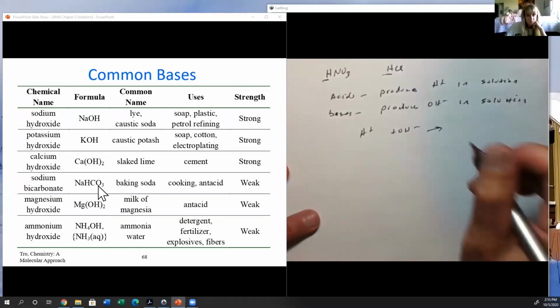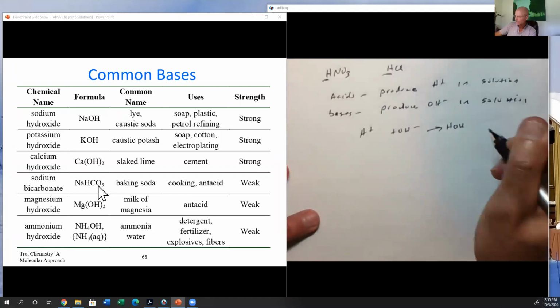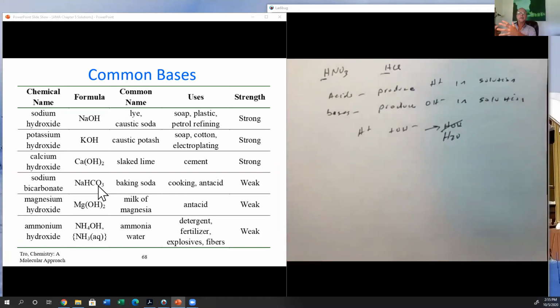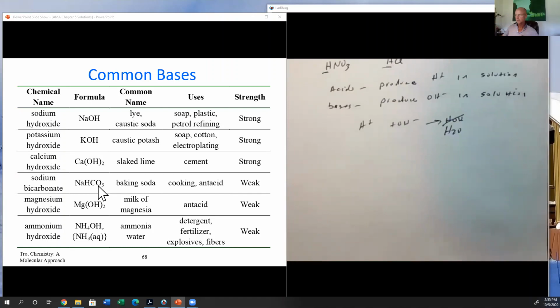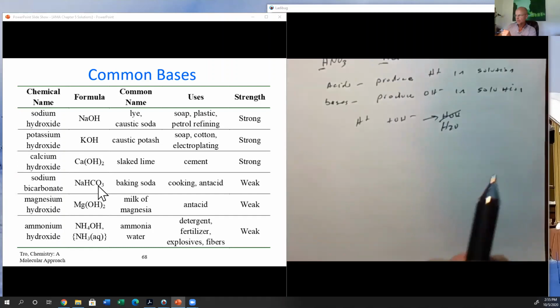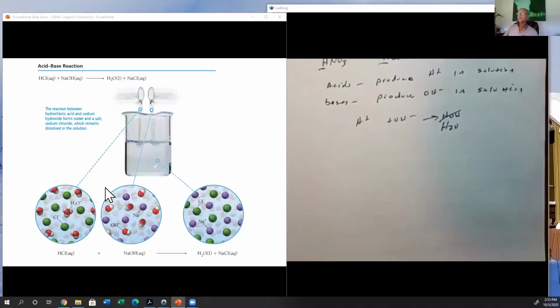Water, right? HOH, which is water. So acids and bases tend to neutralize one another. And the general form of those reactions is acid plus base produces water and salt. So let's look at some examples.